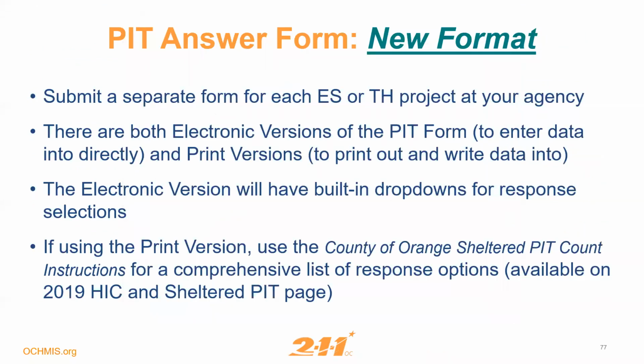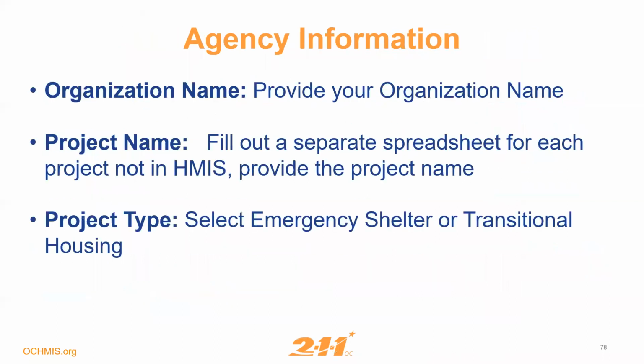Okay, so now we're going to go over each question in the PIT answer form. The first section of the PIT answer form is agency information. We want you to provide your organization name, and then we also would like for you to provide your project name. And again, you're going to be filling out a separate spreadsheet for each project, not an HMIS, and to select the project type. Your project type is either emergency shelter or transitional housing.